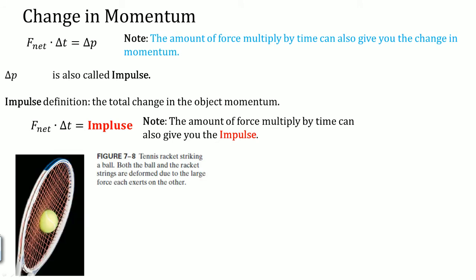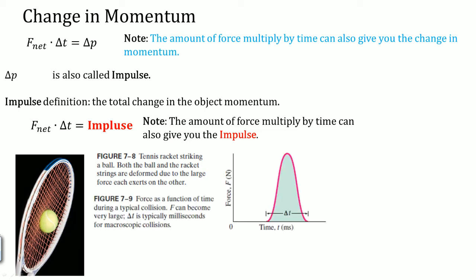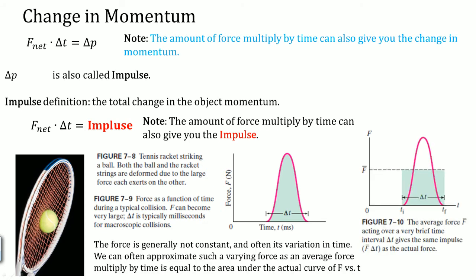Conceptually and graphically, what does impulse mean? The tennis racket here strikes the ball. Both the ball and the racket strings are exerting forces on each other. So you have ball on racket and racket on ball due to Newton's third law. They are action-reaction pairs. If you graph this, you will see the force as a function of time during a collision. F can be very large, typically over milliseconds, and it curves like this. It's never linear. So the force is generally never constant and often is variable in time. It's going to curve up, then curve back down.